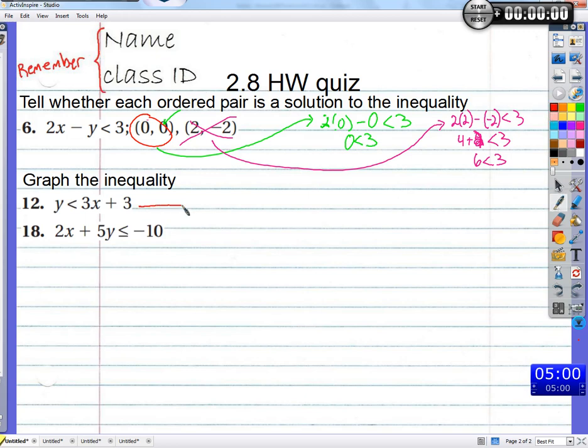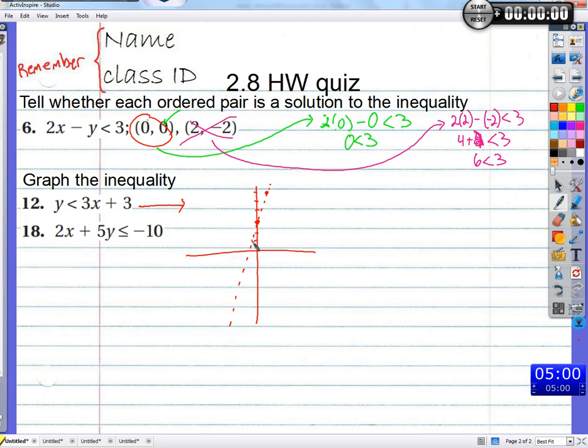How do we go about graphing these? Can we start somewhere? In this case, you start at positive 3, like you're graphing a line. Yes. And then what? You go up 3 and to the right 1. There we go. Then we're going to connect those dots, right? How do we do that? A dotted line. Why is it dotted? Because it's not equal to.